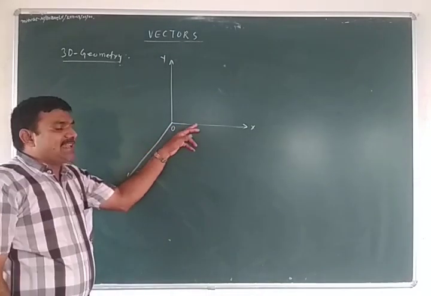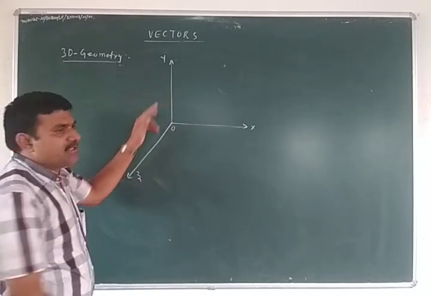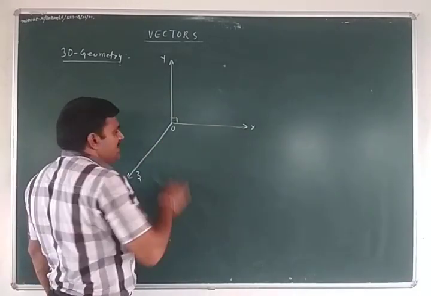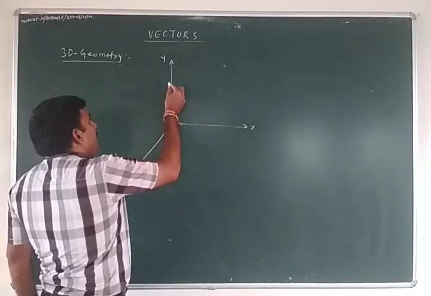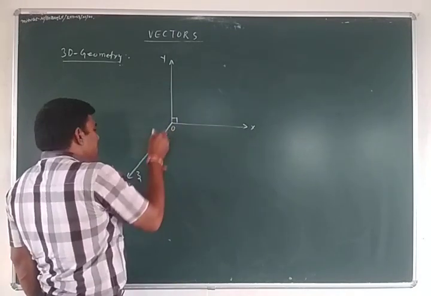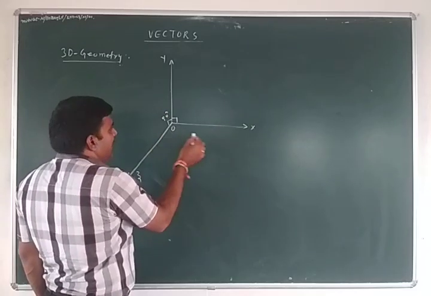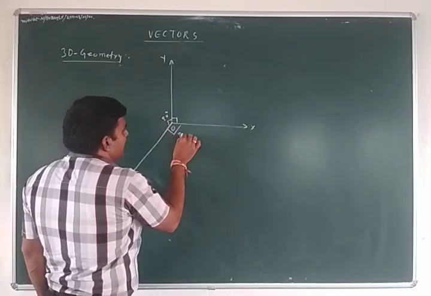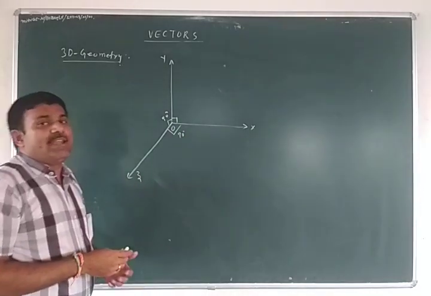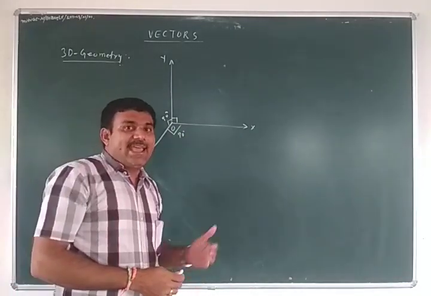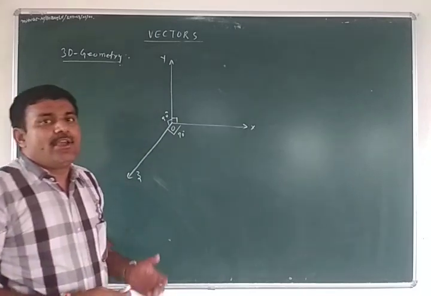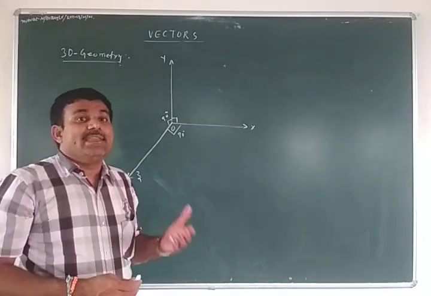Now, the x-axis and y-axis are perpendicular to each other, so the angle between these two axes is 90 degrees. Similarly, the angle between the y-axis and z-axis is also 90 degrees, and the angle between the z and x-axis is also 90 degrees, because these three are mutually perpendicular to each other. The x, y and z axes are mutually perpendicular.